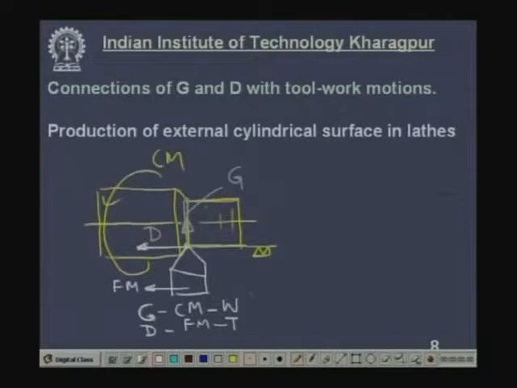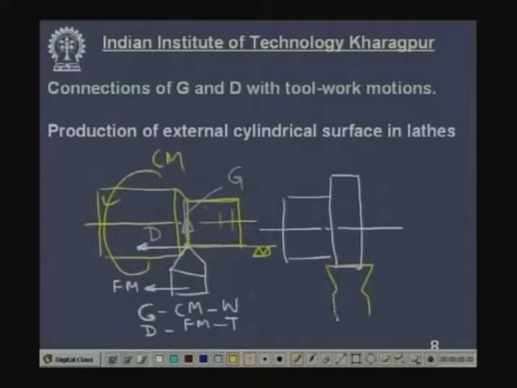Now, the cylindrical surface can be produced in another way. Suppose there is a rod, here is a surface or a disc collar, and this is the rod. Now, you put the cutting tool in this fashion. The tool will give the feed motion and the job will rotate, this is cutting motion.